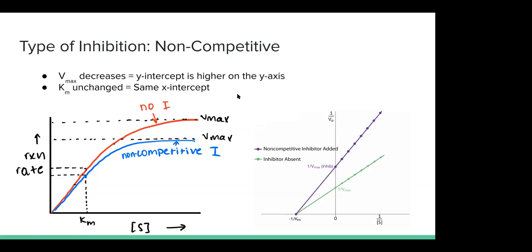So looking at the, yeah, I guess we'll start with the Lineweaver-Burk plot. So like I said, Vmax decreases, meaning that the y-intercept will be higher on the y-axis on the Lineweaver-Burk plot. So Km is not changed. So the x-intercept will be the same in both the purple and green lines on the plot. And switching over to the Michaelis-Menten plot, the enzyme and the non-competitive inhibitor in blue achieves a lower Vmax, as we said, but it has the same Km as an enzyme without an inhibitor present.